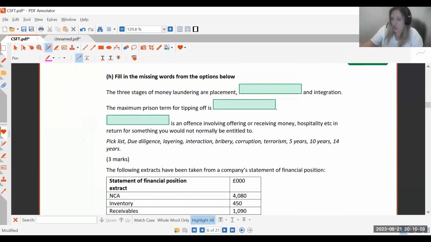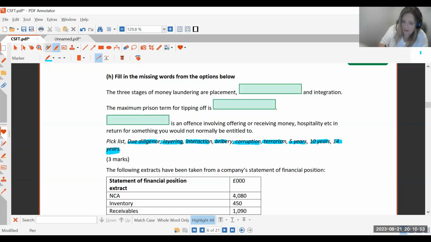We're getting there now. So fill in the missing words from the options below. The 3 stages of money laundering are, what do we think? We've got placement, something, and integration. In the chat, do you have any idea what that missing word is? We do have a pick list here. We've got due diligence, layering, interaction, bribery, corruption, terrorism, 5 years, 10 years, 14 years. So that's going to be your pick list. And the sentence is, the 3 stages of money laundering are placement, blank, and integration. What do we think that missing word is?